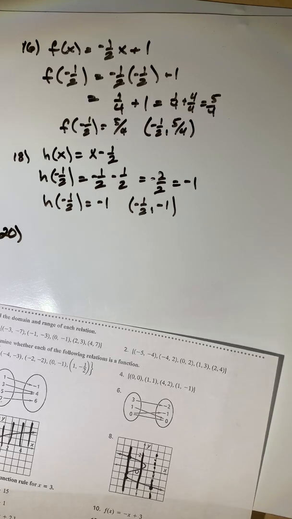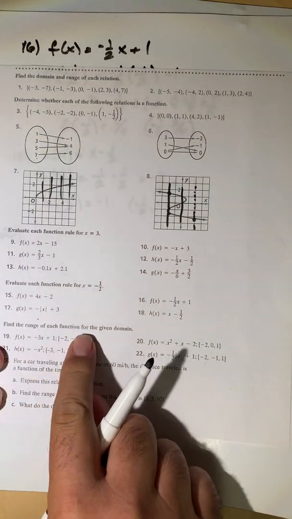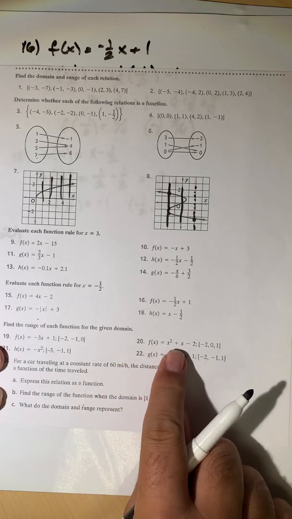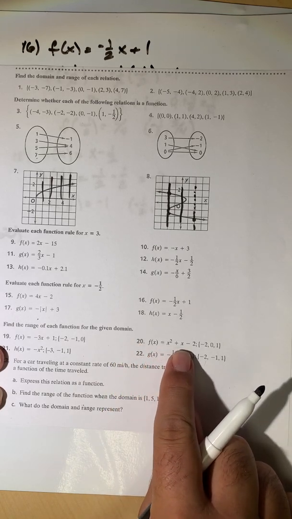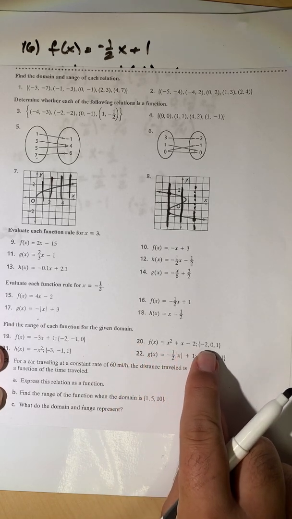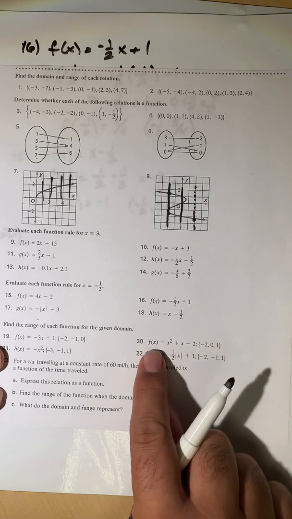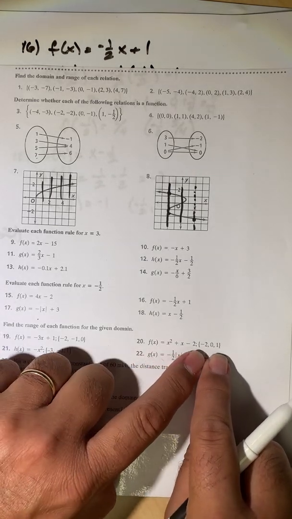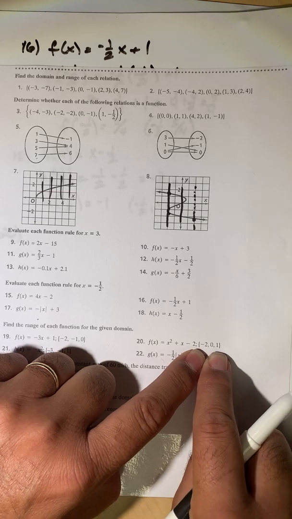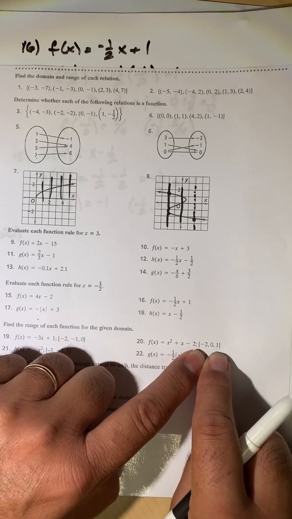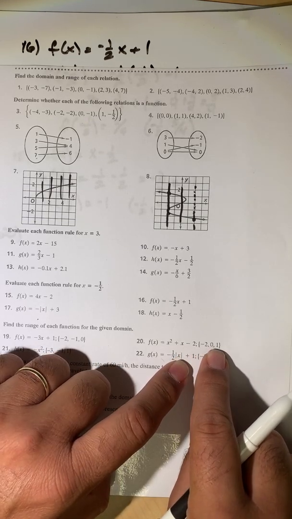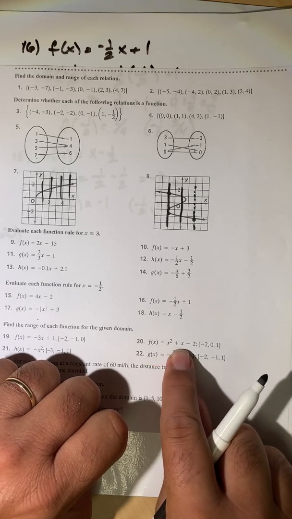Number 20 says, find the range of each function for the given domain. So here's the function, f of x equals x squared plus x minus 2. And they're giving us the domain of this function. So they're limiting the domain. They're telling us that these are the only input values we can use. So I'm only allowed to plug in the negative 2, the 0, and the 1 for this particular function.